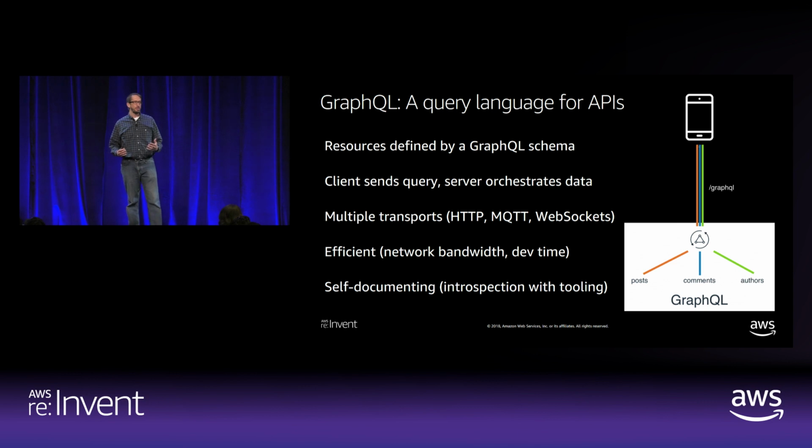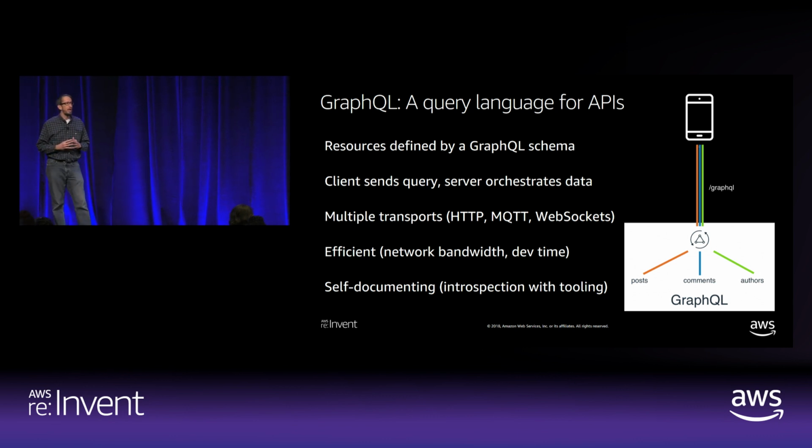A lot of customers are looking at alternatives to REST APIs when it comes to creating really highly dynamic and responsive web and mobile applications, and that's where GraphQL comes into play. So this is also a part of serverless web applications now at AWS. I want to cover GraphQL a little bit, and then I'll talk about how we implement that at AWS.